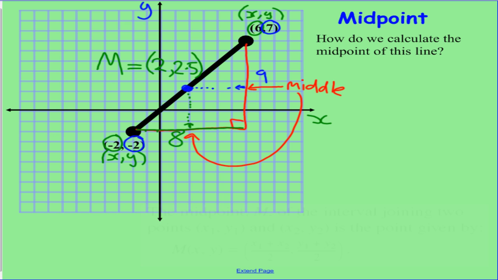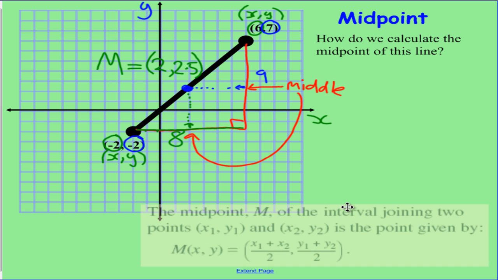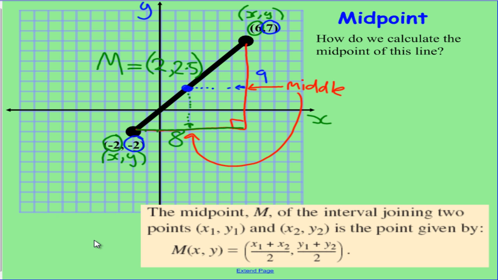Now, that seems a lot of work. It's not all the time we will be given a graph and an interval to work with. Most of the time you'll just be given 2 coordinates and asked to find the midpoint. So here we have a rule to help us out. As it says, the midpoint, the capital M, of the interval joining 2 points (x1, y1) and (x2, y2) is the point given by the following formula.